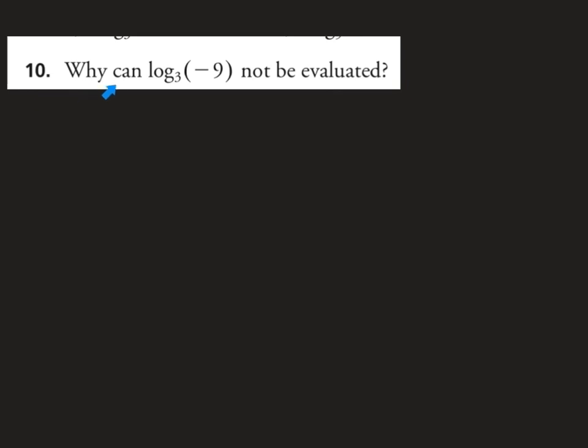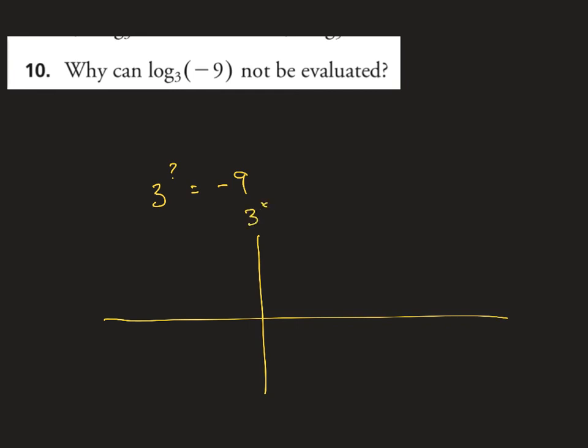All right, number 10, why can log of -9 base 3 not be evaluated? Well, that's what I was just talking about when I was doing number 9. So we're saying 3 to the power of what equals -9. Well, here's the graph of 3 to the power of x. And it goes like this, off to infinity that way, and it has a horizontal asymptote at y equals 0.